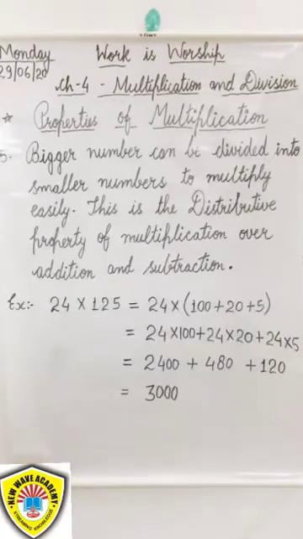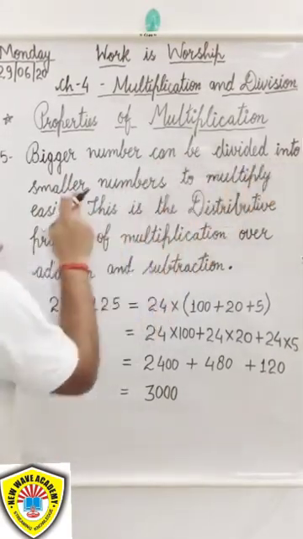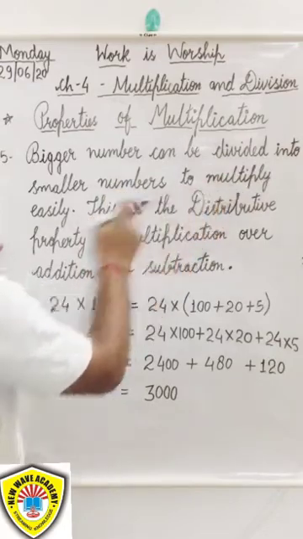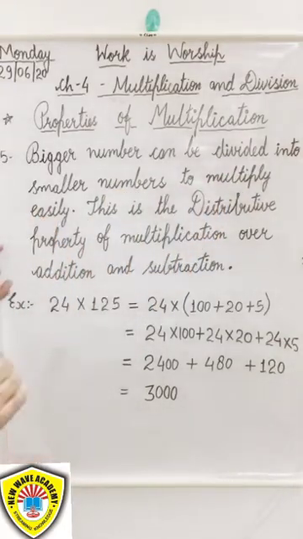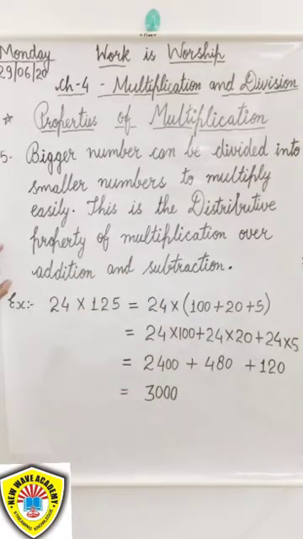Okay. So students, our next and last property of multiplication is that a bigger number can be divided into smaller numbers to multiply easily. It means कोई भी बड़े नंबर्स को हम छोटे छोटे पार्ट्स में डिवाइड कर लेते हैं उनको इजीली मल्टीप्लाई करने के लिए.